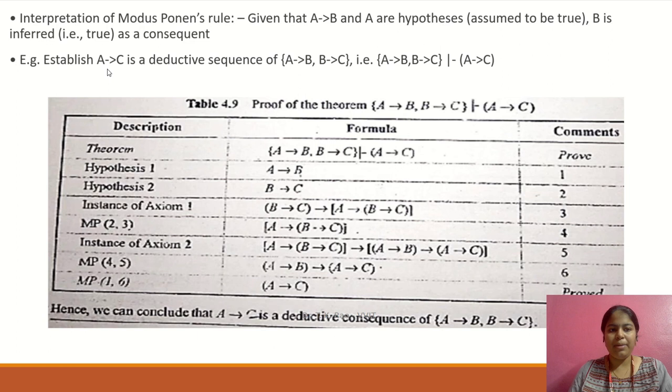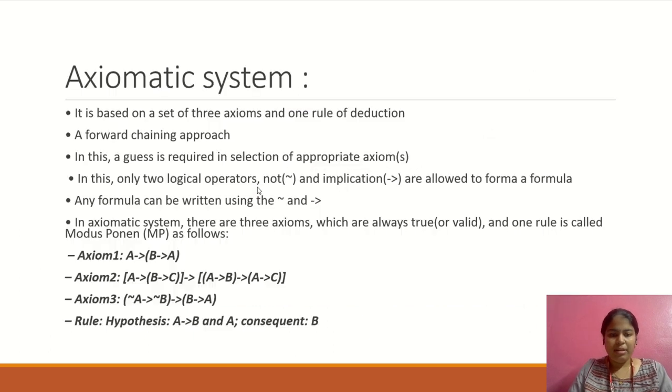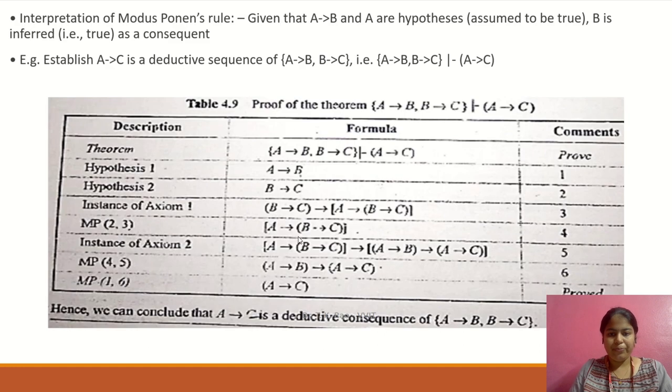We have to establish A implies C from A implies B, comma B implies C. Here we are taking the hypothesis 1 as A implies B and hypothesis 2 as B implies C. Now we are applying the instance of axiom 1 on B implies C. That is, axiom 1 is A implies B implies A. Here B implies C acts as A. And the modus ponens rule is applied on B implies C and B implies C implies A implies B. That is, this A implies B implies C will be true.